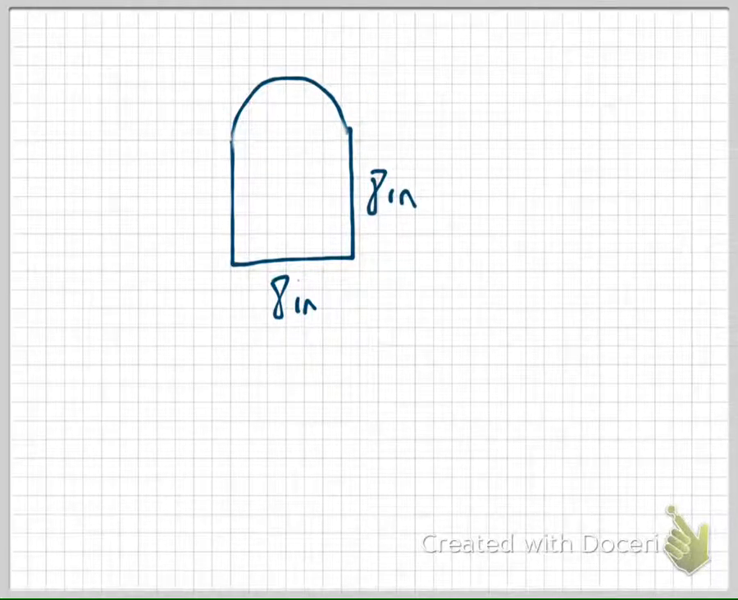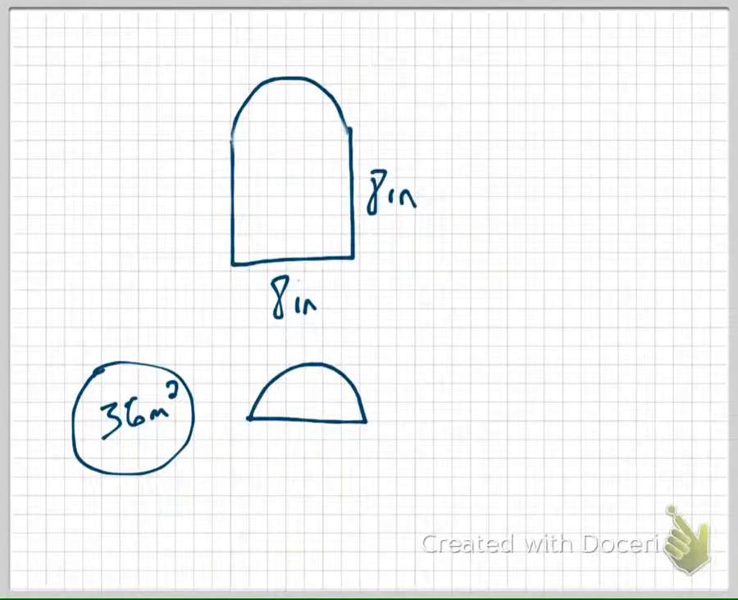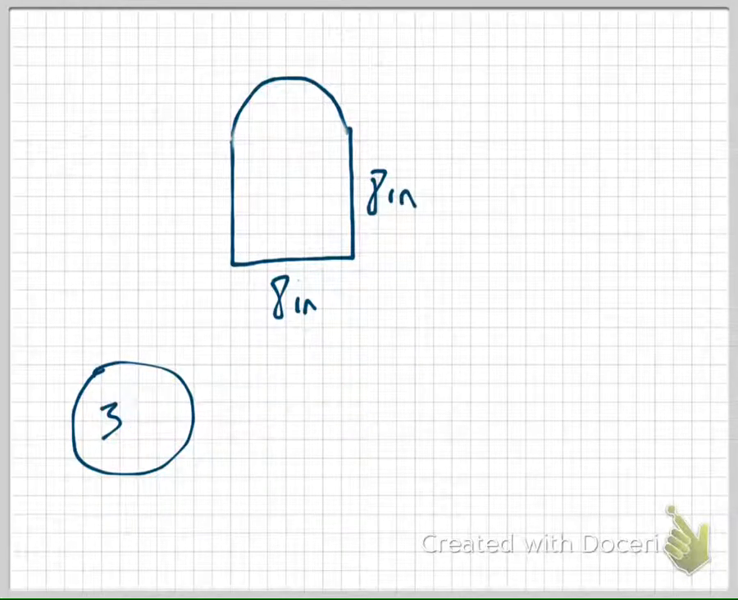Okay. I have a question. Let's go down here really quick. If I have a circle here, and I told you that the area was 36 square meters. That's the area. Makes sense? And I took that same circle and cut it in half. What's the area of that half? If this is 36 square meters, what would half of it be? 18, right? Awesome.